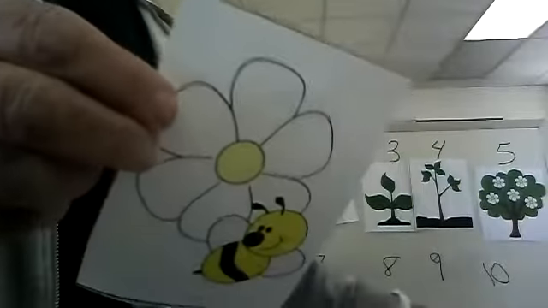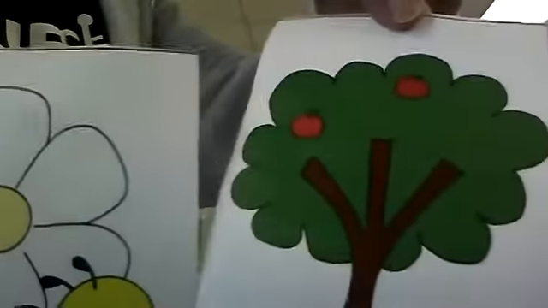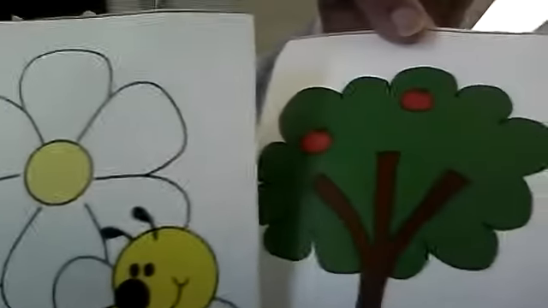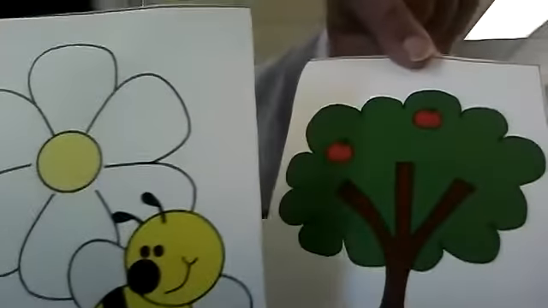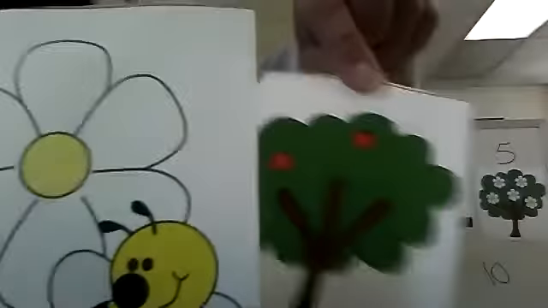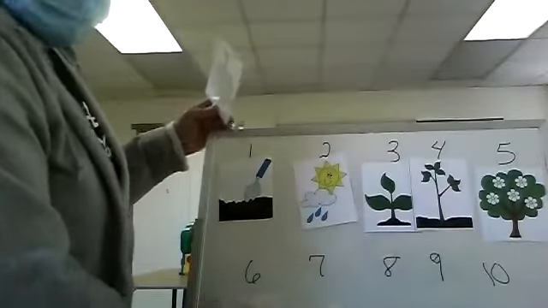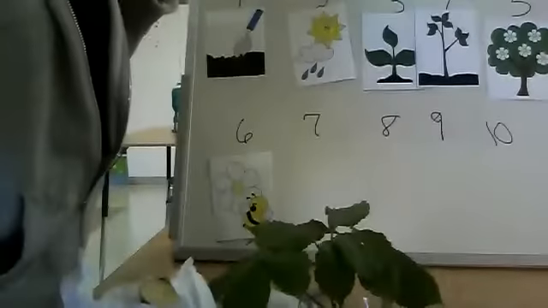Then what happened next? Was it the bees took some of the nectar from the flowers and helped to grow the tree? Or did the apples just appear? Ooh. Yes, Miss Julie? Did the bees get the nectar from the flower? Very good, yay! The bees, can't see that, took the nectar from the flowers. Good job, Miss Julie.